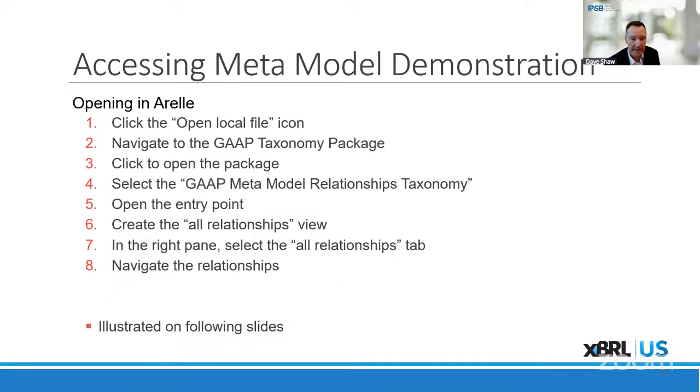On this next slide, I have the steps needed in Arelle, and the next couple of slides have some pictures to go with these steps, to hopefully make it so that you can access the meta model. Once you have Arelle open, click the open local file icon at the top left, and navigate to the GAAP taxonomy package that you downloaded from the meta model page on the FASB website. You click to open the package, and then it gives you a list of options for all the entry points in the taxonomy. You select the meta model entry point and then open it.